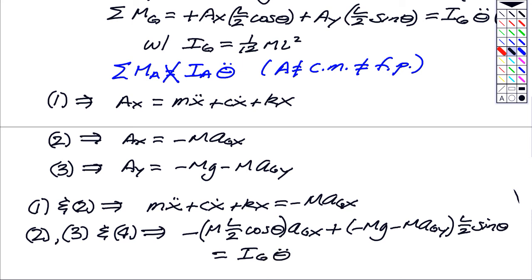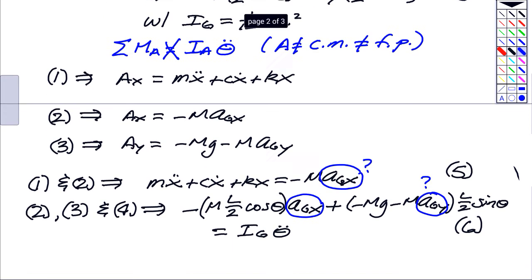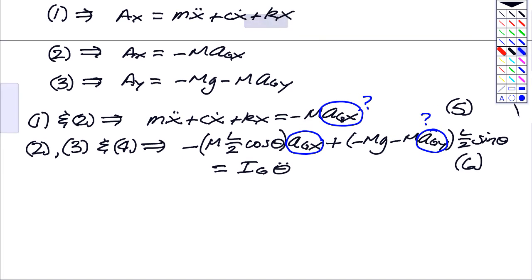So we're getting close. These two equations, which we'll label as 5 and 6, are close to what we want. We have two differential equations. The unfortunate thing is we have embedded in these a_Gx and a_Gy. So we can't stop yet. What we need to do is get it in terms of x, theta, and the time derivatives of those. What we need to do is look at kinematics.